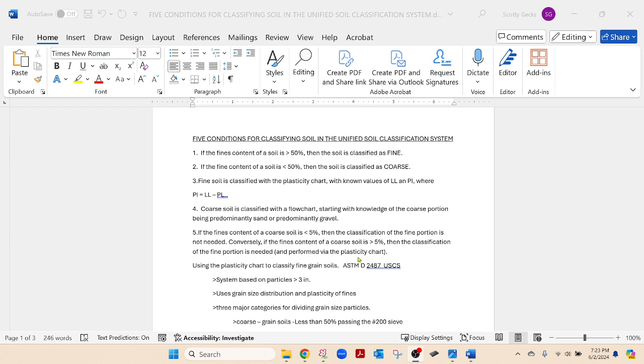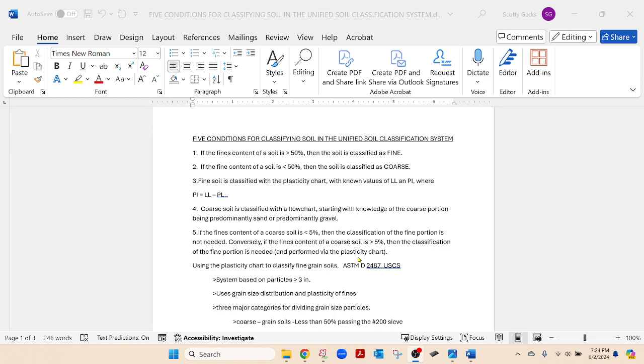So the first one that's mentioned is the fines content of soil. If the fines content of a soil is greater than 50%, then the soil is fine. That's right out of the Unified Soil Classification System. If the fines content of a soil is less than 50%, then the soil is classified as coarse. So, like in the AASHTO, you will early on be able to tell if you're going to be dealing with fine-grained soils or coarse-grained soils in the Unified system.